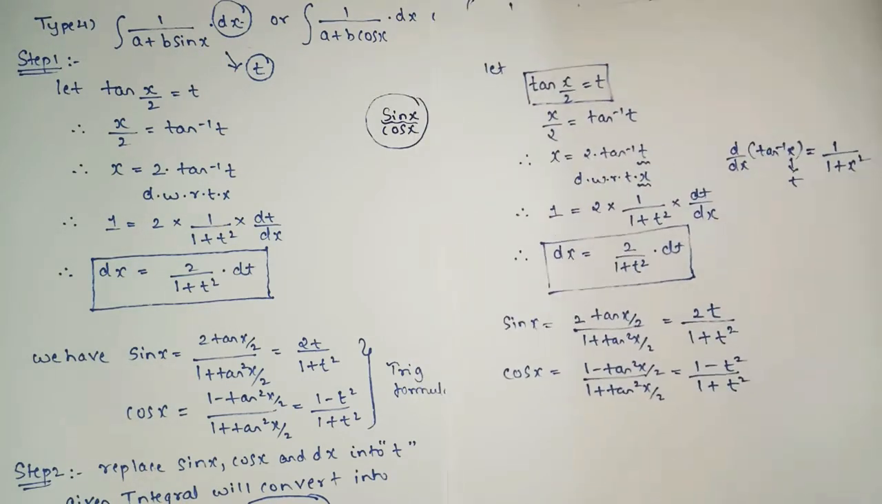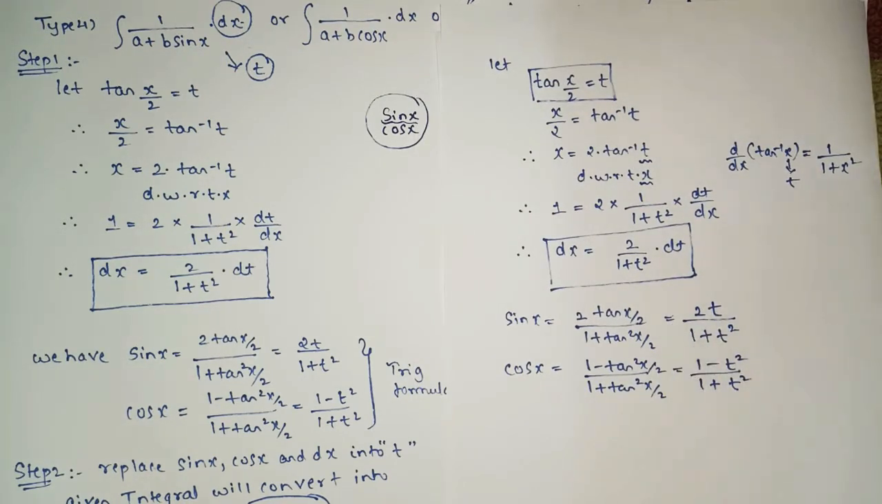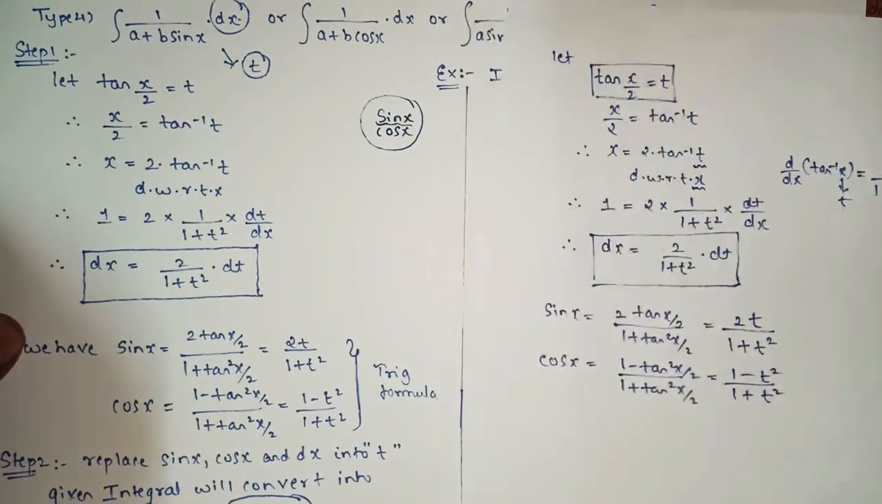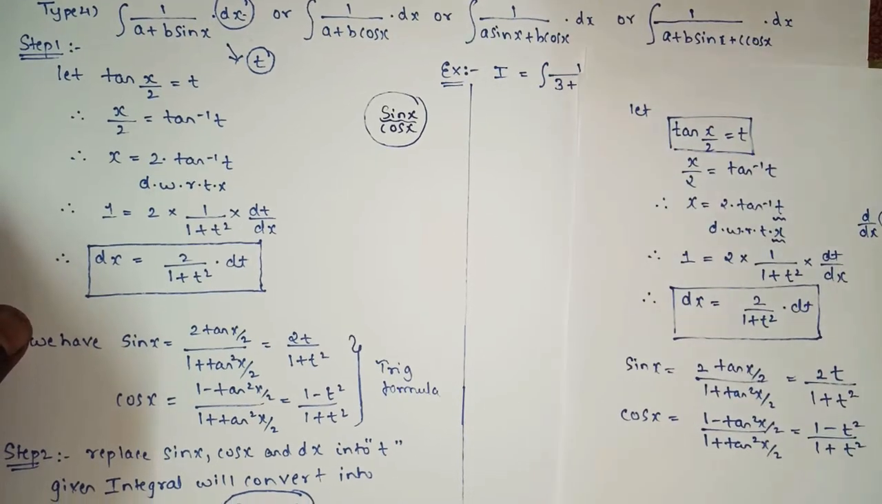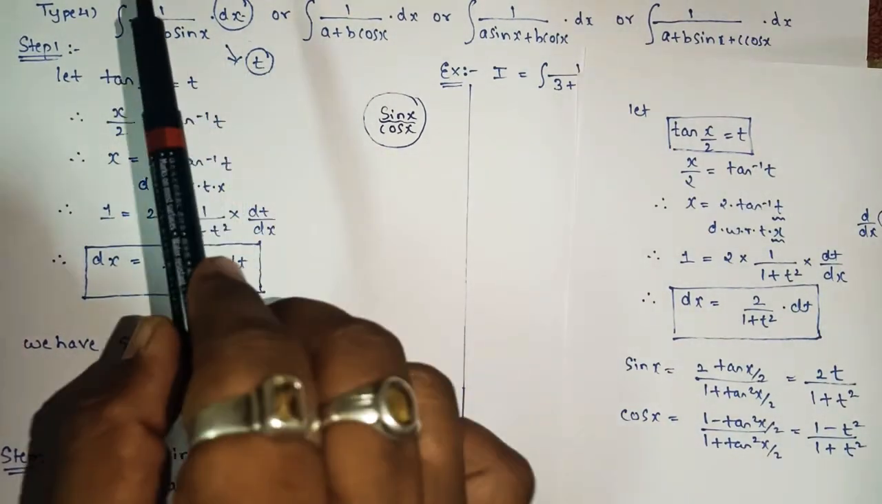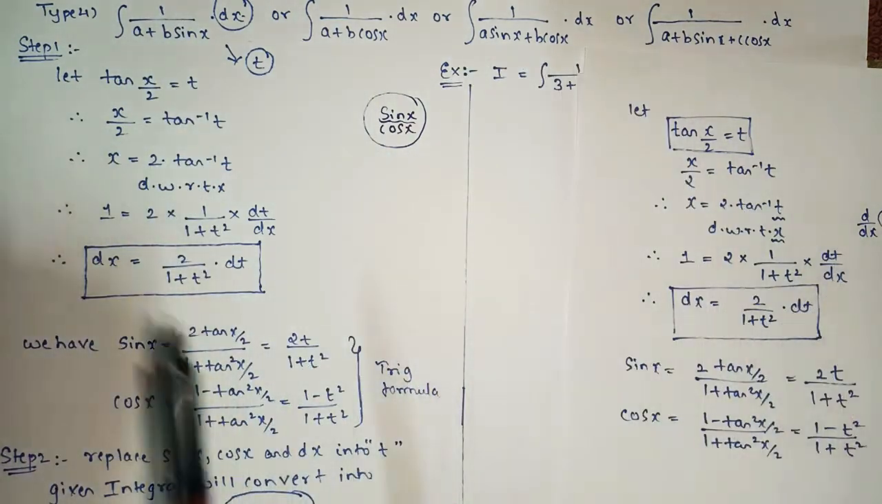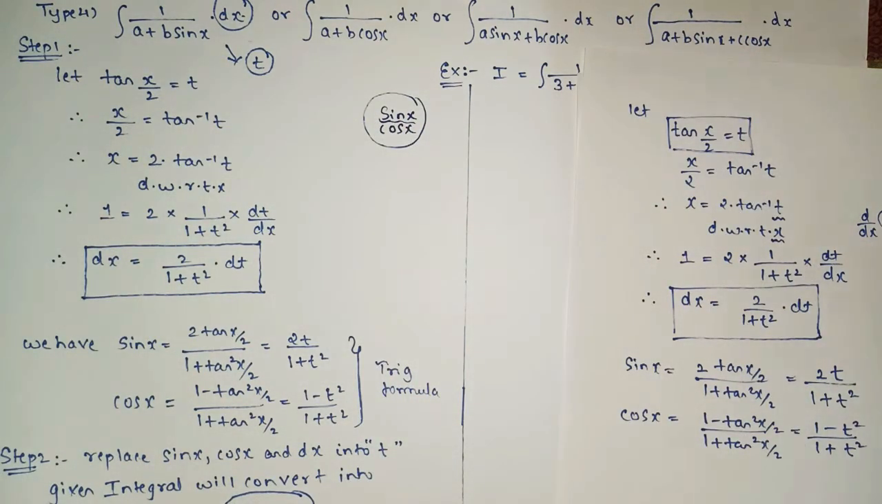Got the point? These two formulas are not integration formulas; they are trigonometric formulas known as half-angle formulas. I hope you know what half angle is. So that was step number 1, which you have to apply whether the given question contains only sin x, only cos x, or both sin and cos. Step number 1 is fixed for all four types of questions.